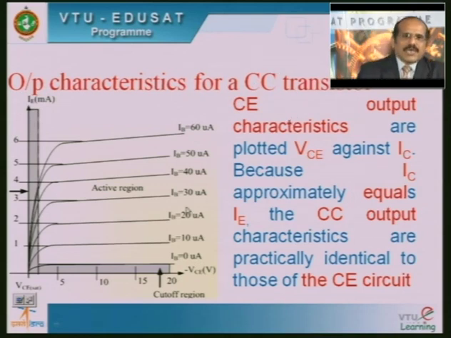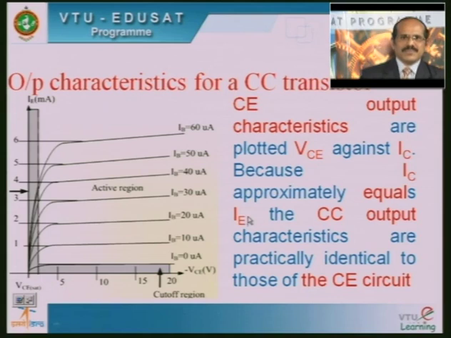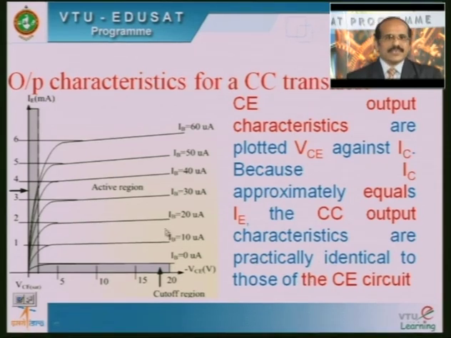What is the input here? Input is the base, output is emitter. Therefore, output voltage is VCE, output current is IE, keeping the input current, that is base current, constant. What you can note down from this is that CE output characteristics are plotted VCE against IC, because IC approximately equals IE. The CC output characteristics are practically identical to those of CE.